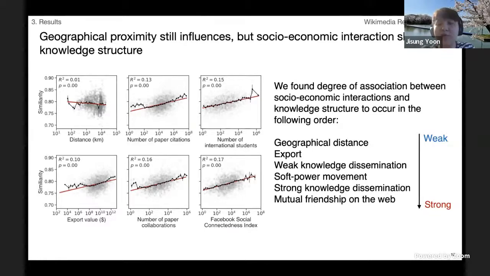This is a very intuitive result because export is not all about knowledge transfer, but the number of citations and the number of collaborations is all about the knowledge structure. So this result makes much more sense.